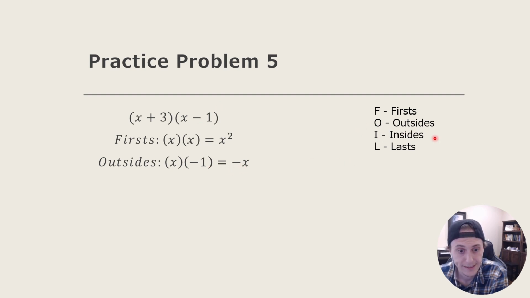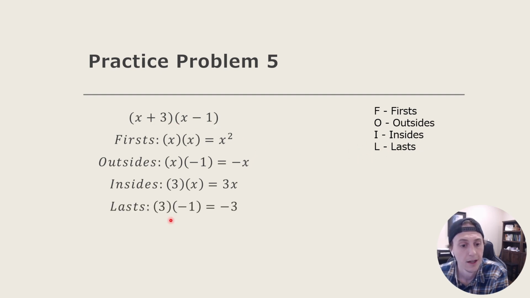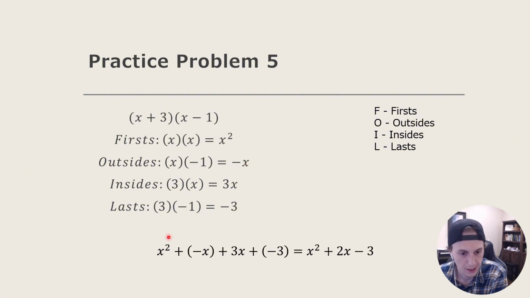Then we go to the insides, which is 3 and x. We multiply those together, and they give us 3x. Then you have L, lasts, 3 and negative 1, which gives us negative 3. And so now we just add all those things up. So we have x squared plus negative x plus 3x plus negative 3, which simplifies to x squared plus 2x minus 3.